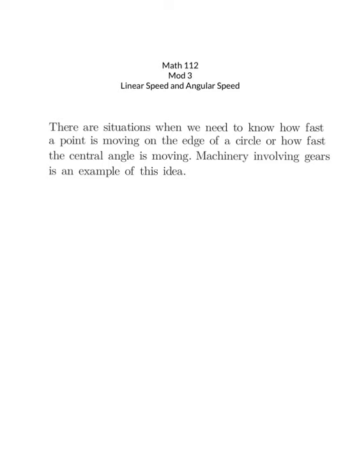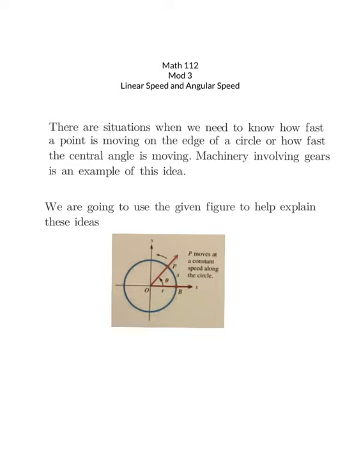The next part of Mod 3 is linear speed and angular speed. There are situations when we need to know how fast a point is moving along the edge of a circle, or we might need to know how fast the central angle is moving. An example of when you might need to know these things is machinery involving gears. We are going to use this given figure with point P and then a given angle on there to help explain these ideas.